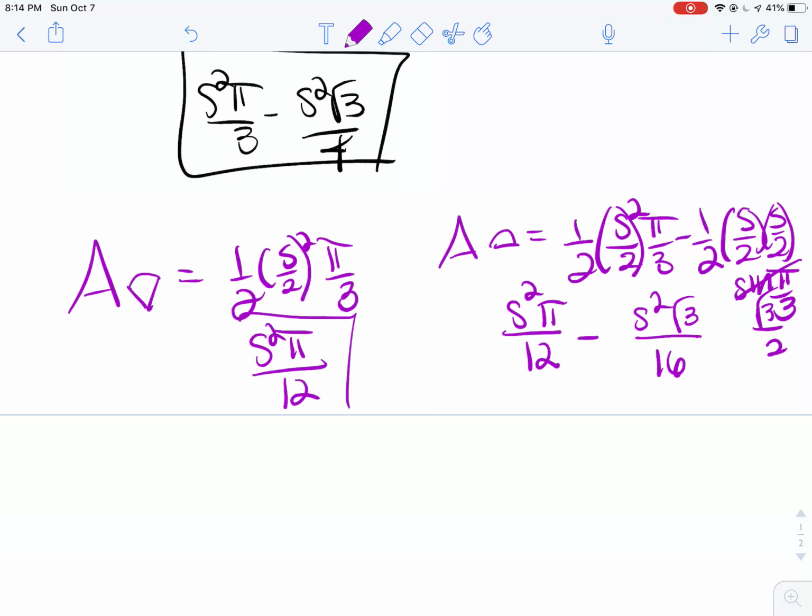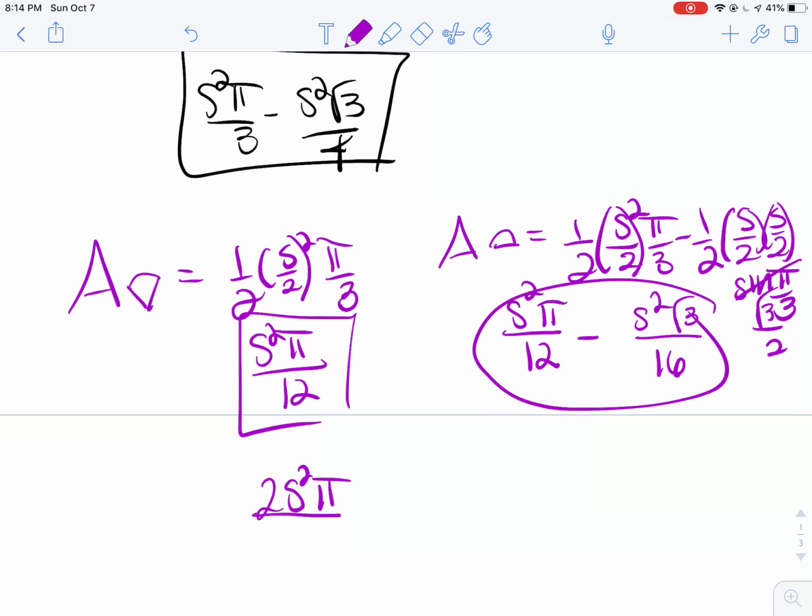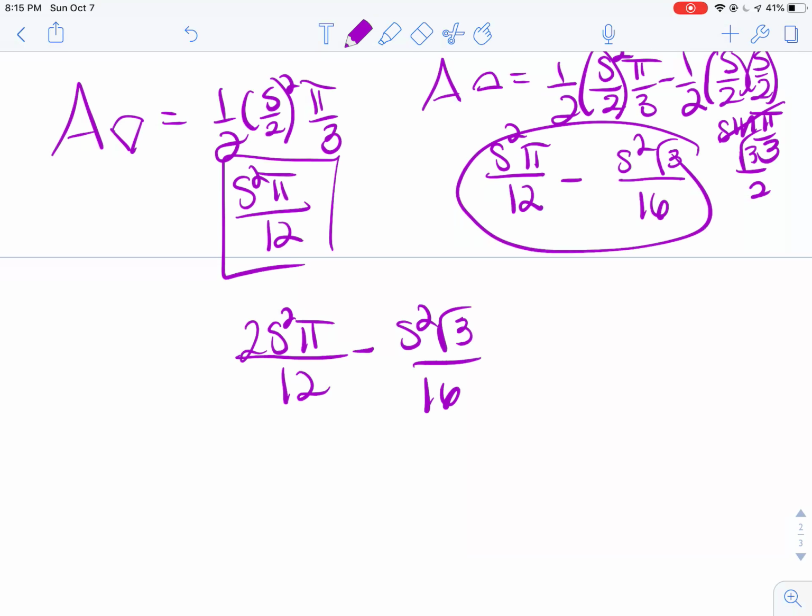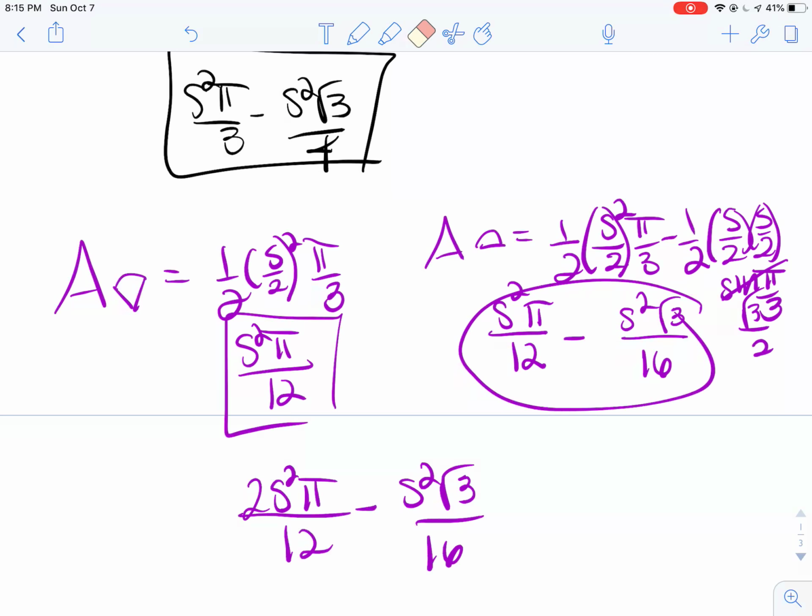So the area of the whole thing, I'm going to add this and this. So I get 2 of those minus s squared root 3 over 16. So, wait, it's squared. Oops, mistake. This should be over 4. So if it's squared, this is going to simplify to s squared over 4. So that should be a 24, and that should be a 24 as well.